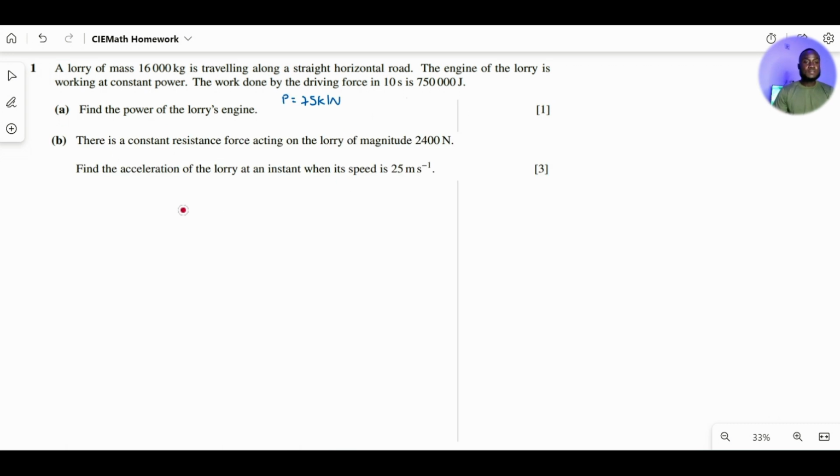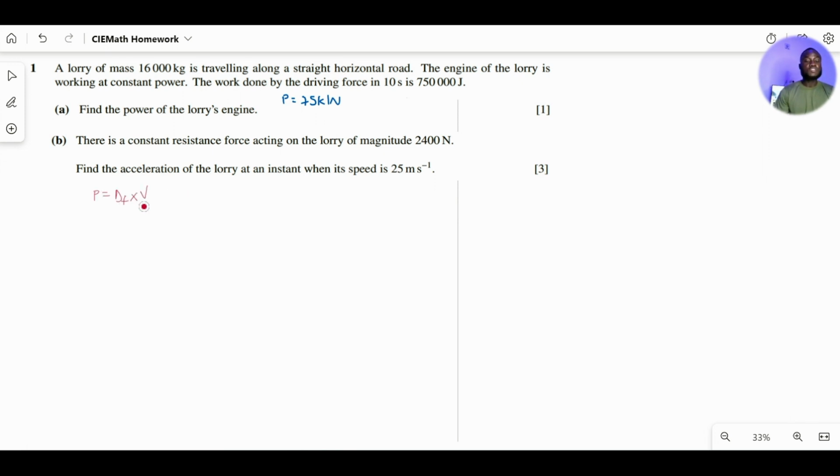The B part of this question gives us the value of the resistive force acting on the car. Our work here is to calculate the acceleration of the car at a point in time where its speed is 25 meters per second. So acceleration has everything to do with the net force acting on this body. It will be good to calculate the value of the driving force with the power we have, and then use that to determine what the net force would be. So let's start by calculating the driving force.